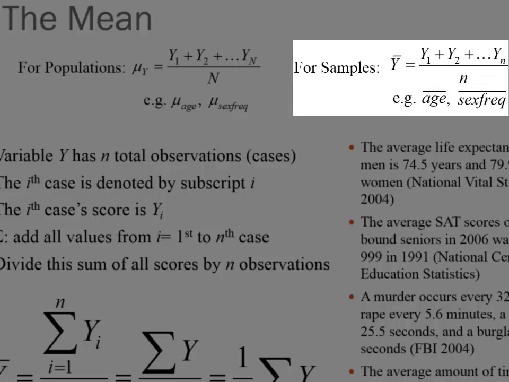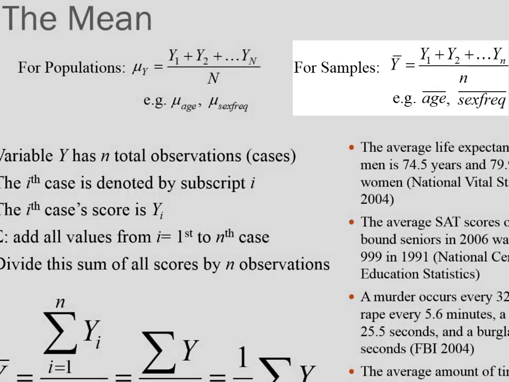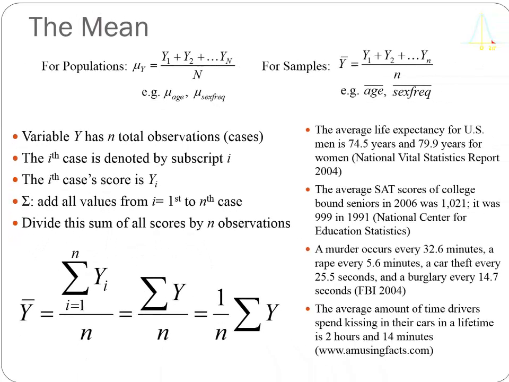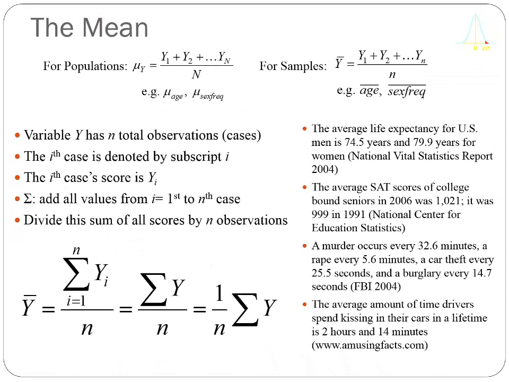And again, we might have age bar or sex freak bar. And we make this distinction between parameters and parameter estimates. This is going to come back and be important for us a little bit later in the course because mostly we don't have access to populations. We have access to samples. So what we typically do in statistics is we're making estimates of parameters based on sample statistics.